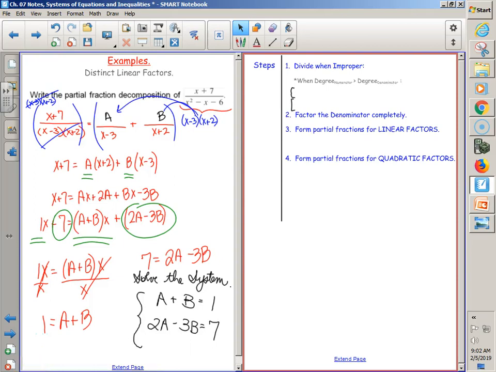Our goal today: what are these guys called? Partial fractions, and how do we get them? Lots of examples. You guys ready? We're going to play with some math today.